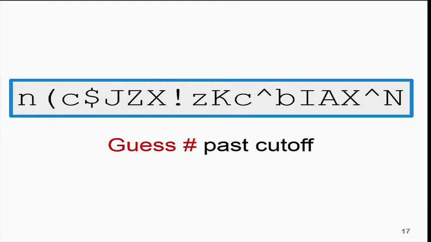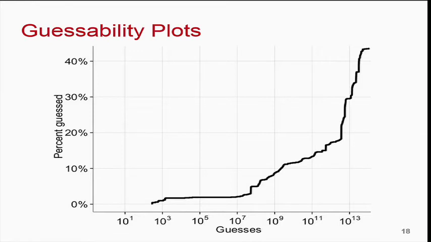Of course, you can only run this attack for a finite amount of time, and so at some point you stop. Right? And anything that hasn't been guessed yet, you say, well, the guess number is past the cutoff. And you don't know if it's one past the cutoff or many, many, many orders of magnitude past the cutoff. But implicitly you're saying, well, if it's past the cutoff, this is a pretty good password. It's pretty strong. Right? And so throughout this talk, I'll be plotting guessability for different password sets.